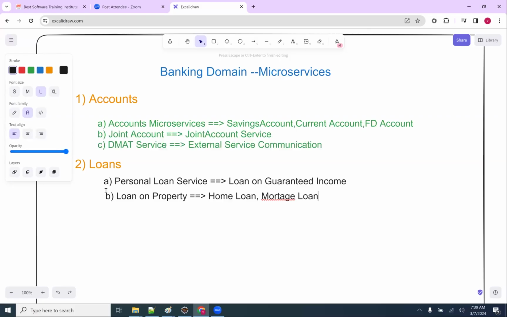If there is a problem in home loan, mortgage loan will also be impacted. If there is a problem in mortgage loan, home loan will be impacted. But we need to see the percentage of impacts. If there is a problem in legal, ideally both should be impacted. If there is a problem in technical, both should be impacted. If there is a problem from a property point of view, definitely both loans are related to property. That's why we need not worry about that.